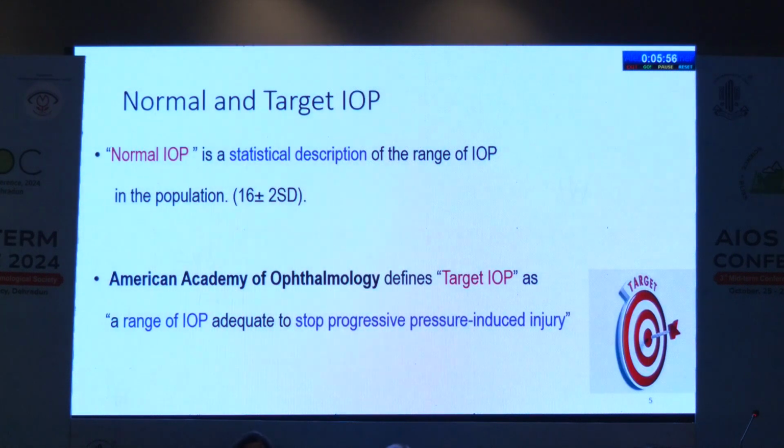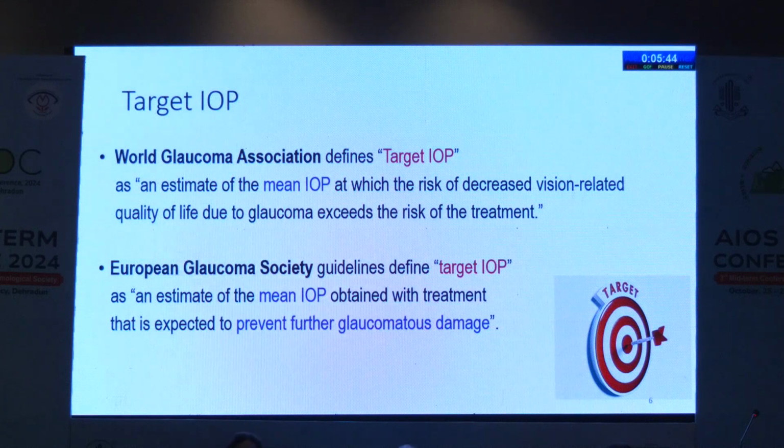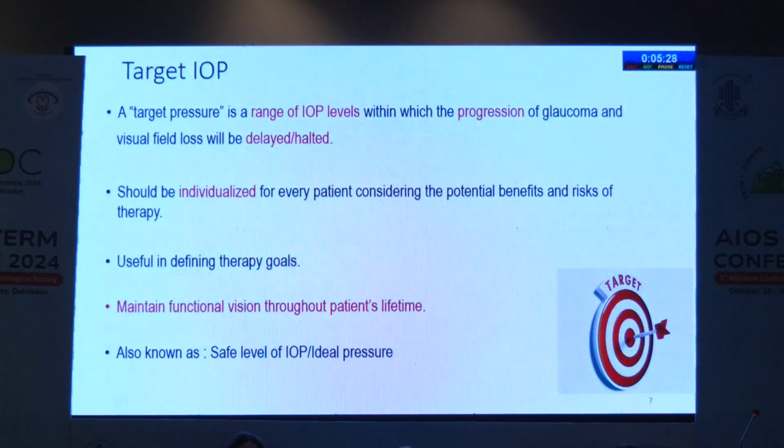Remember that the normal IOP is just a statistical description of 16 plus minus 2 standard deviations, and the American Academy, the WGA, the EGS, all of them have defined glaucoma. The purpose of the target IOP is to have just enough IOP to prevent further glaucomatous damage. So it is a range of IOP, not a single value, and it has to be individualized for every patient.